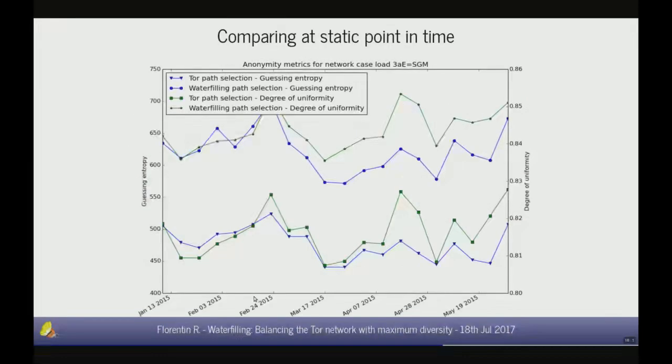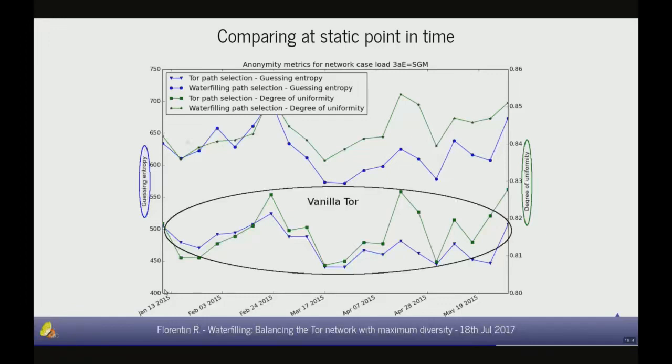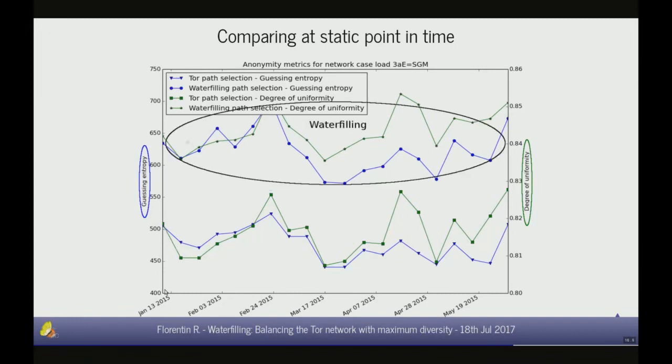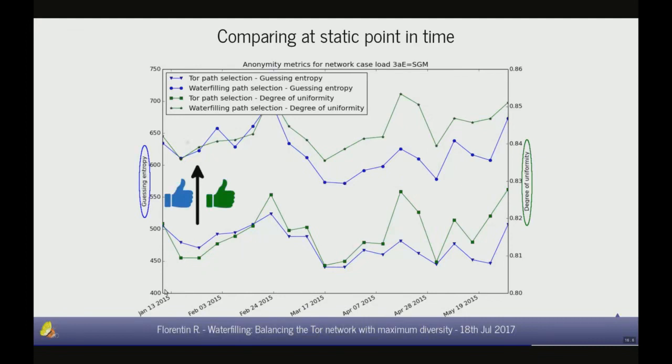So here is the result for a static point in time. You have in blue the guessing entropy. In green, you have the degree of uniformity, which is the normalized Shannon entropy, and that serves more as a baseline for the guessing entropy. As you can see, you have the result of both metrics for vanilla Tor, and here both metrics for waterfilling. Higher is better. As expected, since we are closer to the uniform distribution, those metrics show better results.